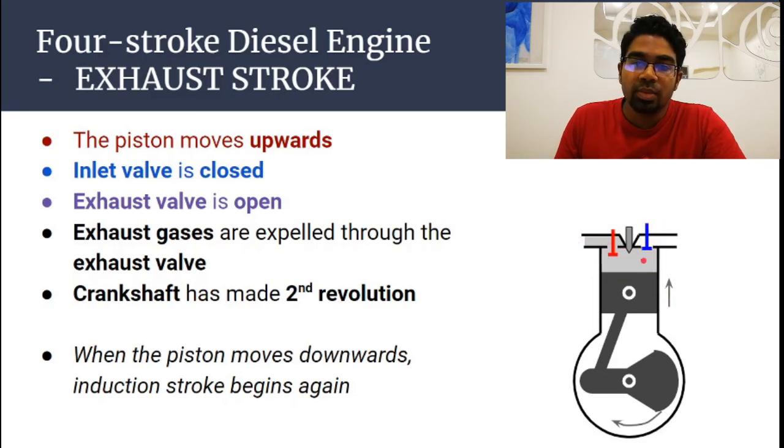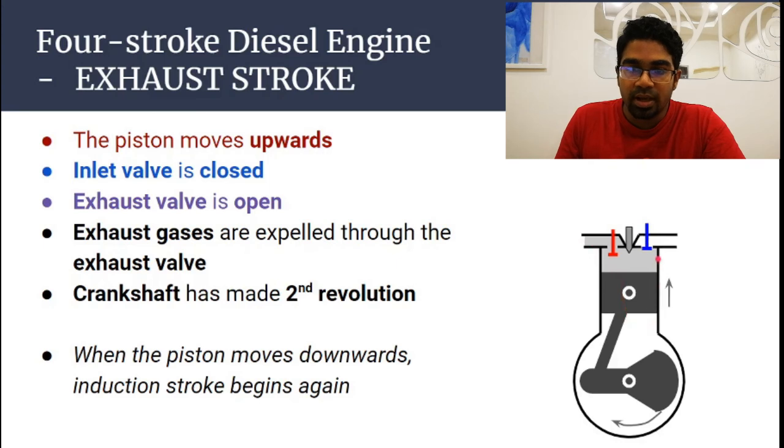So the inlet valve remains closed. We don't want the exhaust gases to go that way. But the exhaust valve is open. So as the piston moves up, this will allow the exhaust gas to escape. So this is the function of the exhaust stroke, to eliminate the exhaust gases.